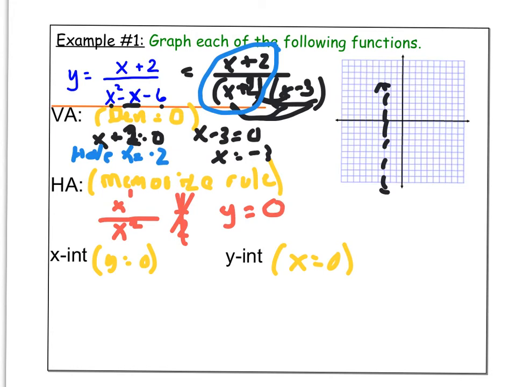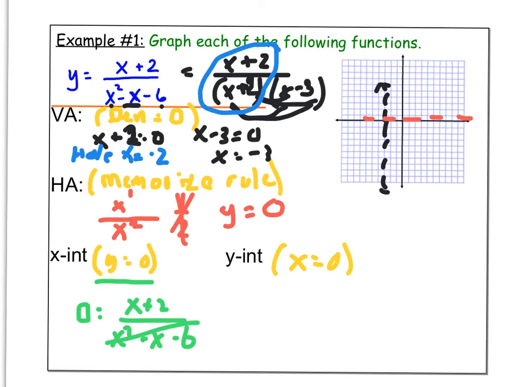So I'm going to draw in my horizontal asymptote, y equals 0. Now, how do I find x-intercepts? I'm going to set y equal to 0 and solve. 0 equals x plus 2 over the whole, either factored form or FOILed form, it doesn't matter. But the denominator I can ignore because I would technically multiply it to both sides.